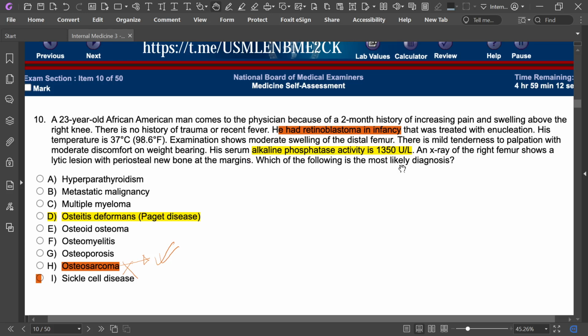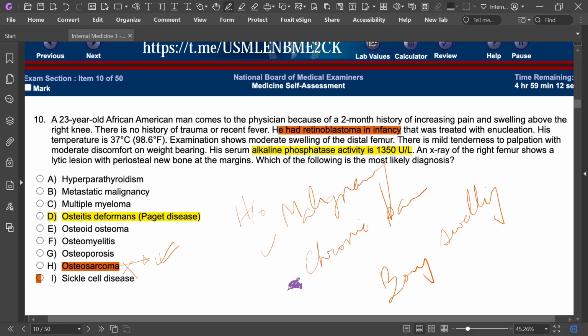Don't go for high ALP. We know that an isolated ALP more than 60 to 65 suggests Paget's disease. But this patient has a history of malignancy, chronic pain, and bony swelling. Go for osteosarcoma.